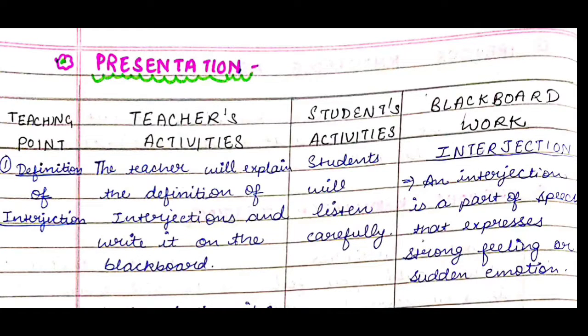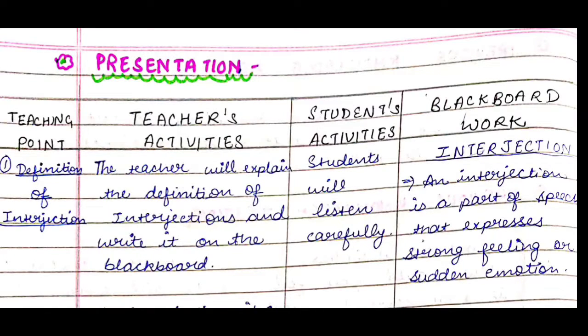Some lesson plans also require one column named teaching method. In that you can mention the teaching method that you are using to teach the lesson, like lecture method or activity method or whatever method you are using. I have not mentioned that, but you can. So the 4 columns are teaching point, teacher's activities, students' activities and blackboard work.